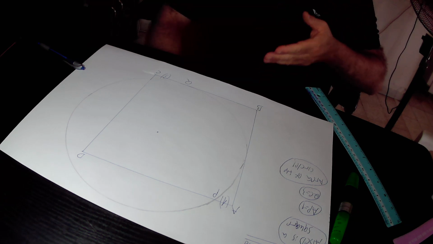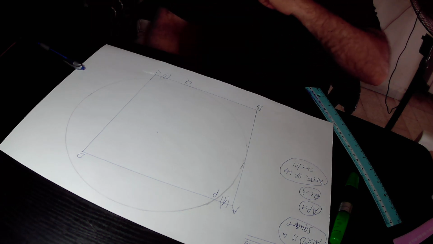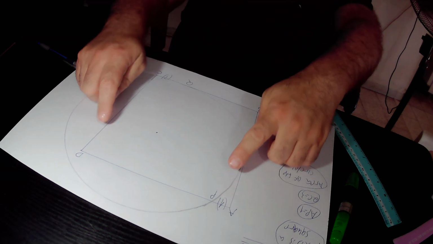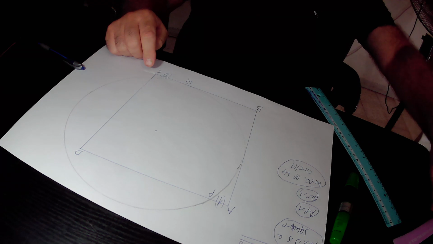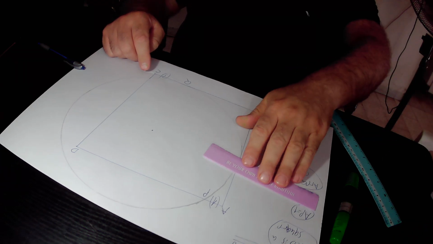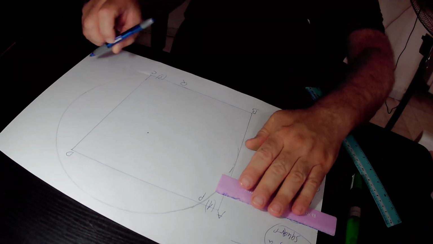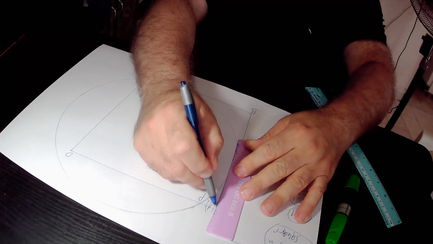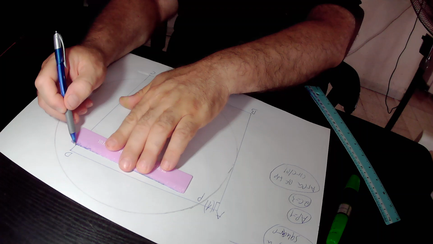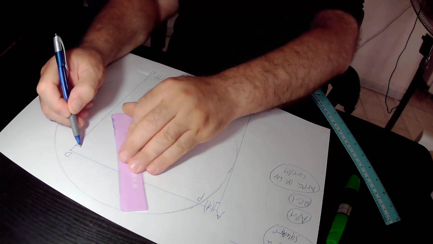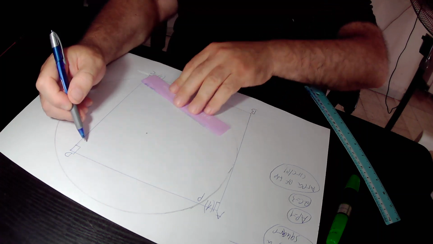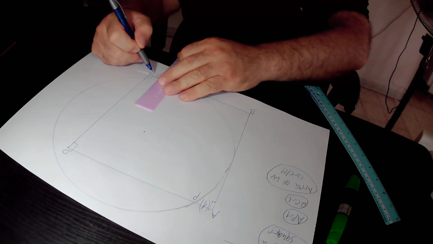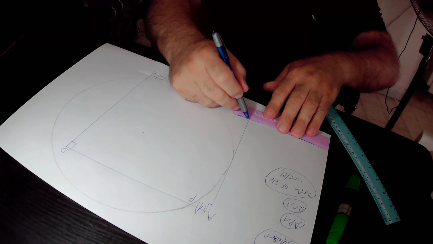So first of all, we know that all the angles inside any square are right angles. So those two angles are all right angles. Okay, this is a right angle. This is also a right angle. This is a right angle. And finally, this is also a right angle.